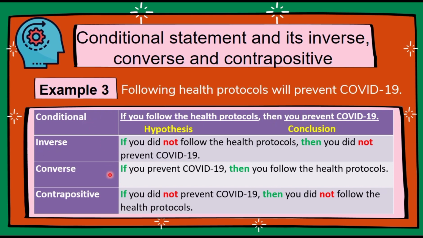Lastly, to form the contrapositive statement, we just negate the converse statement. So we will look at the converse statement and put the negation part. So how? We just put the word not on the hypothesis and the conclusion part. So this is the negation, not in the hypothesis and not on the conclusion. So what is the contrapositive statement? If you did not prevent COVID-19, then you did not follow the health protocols.